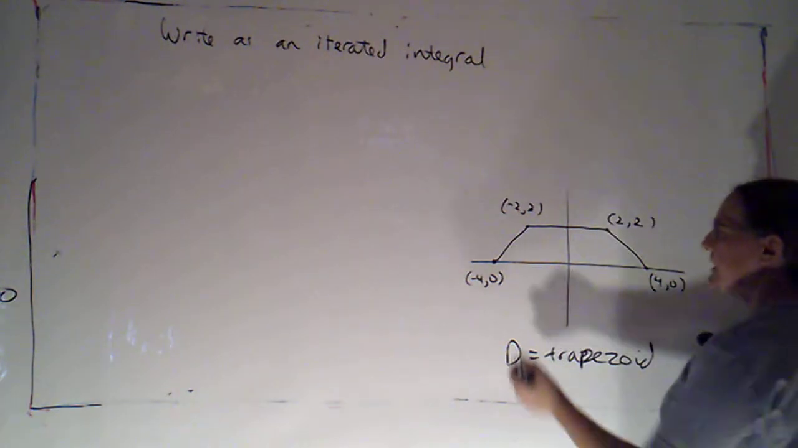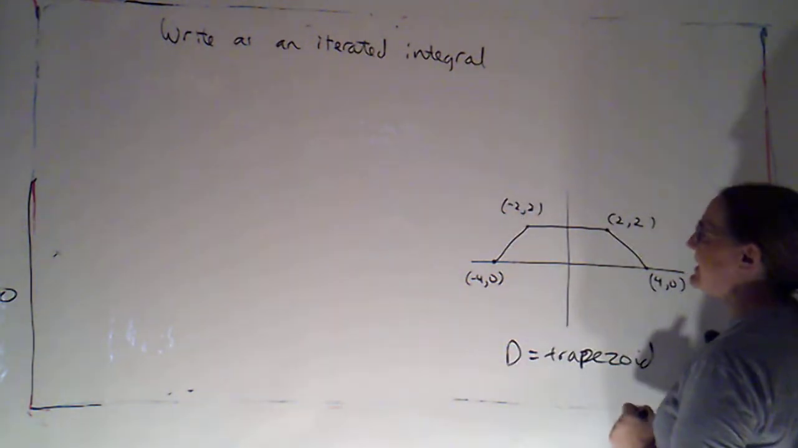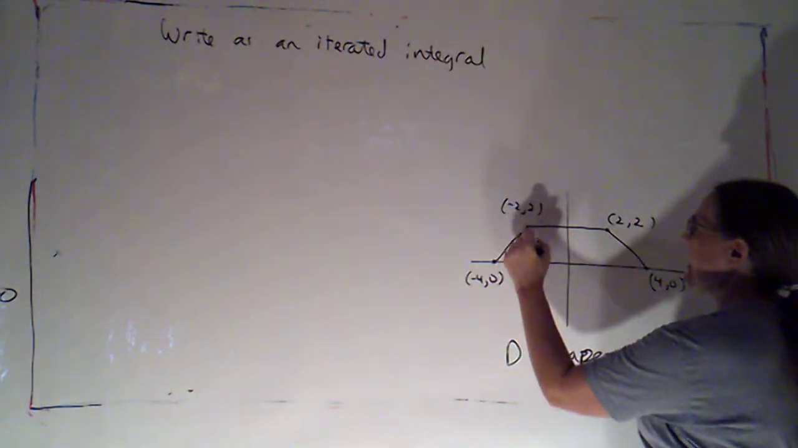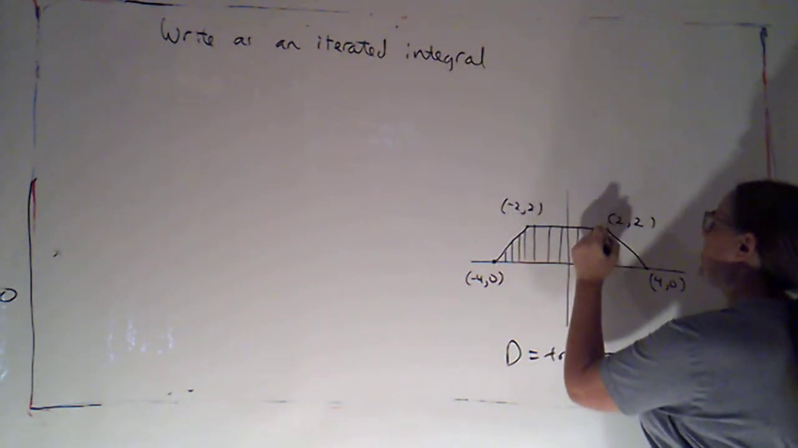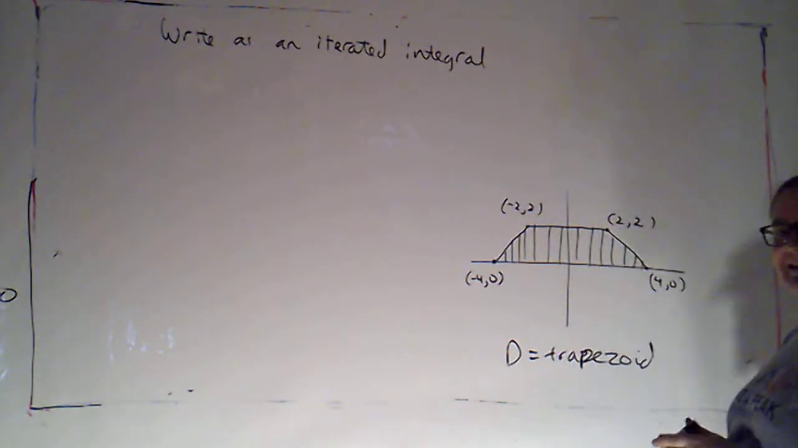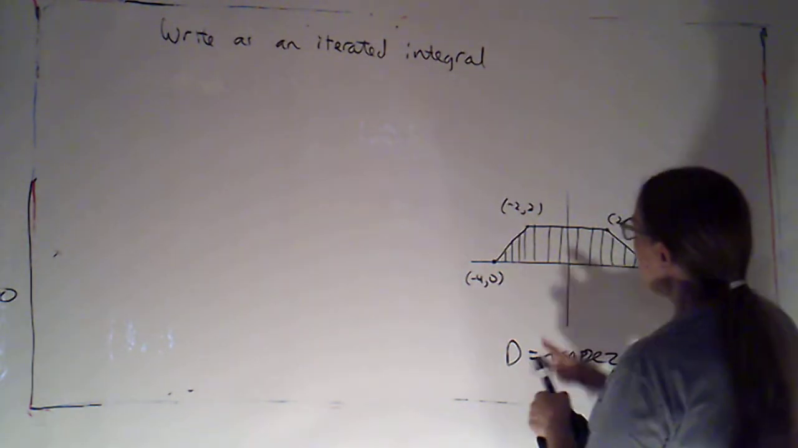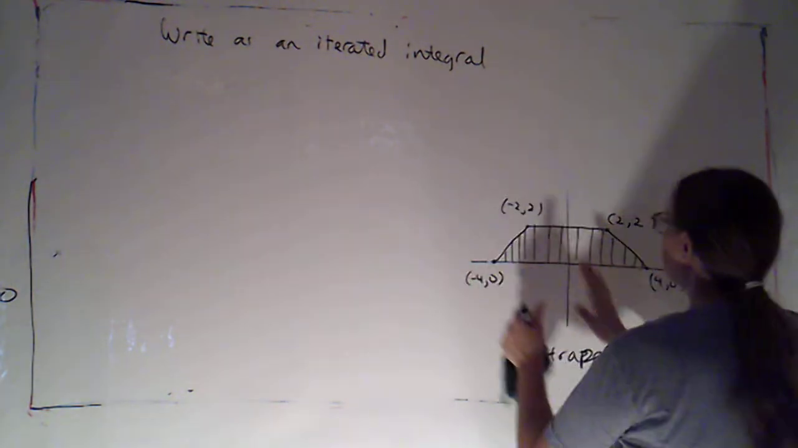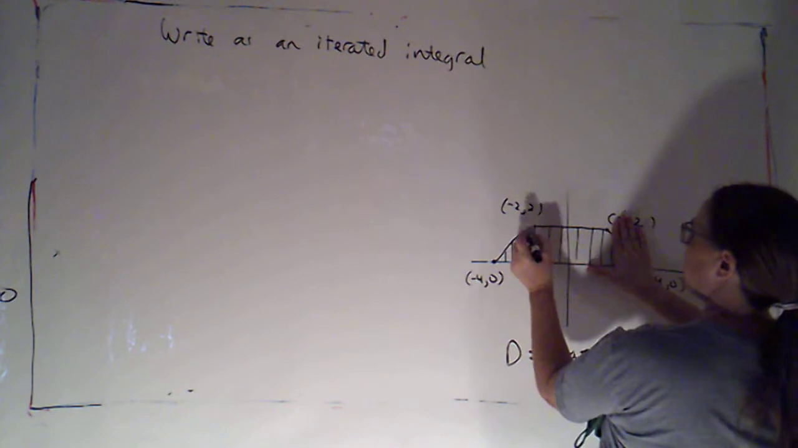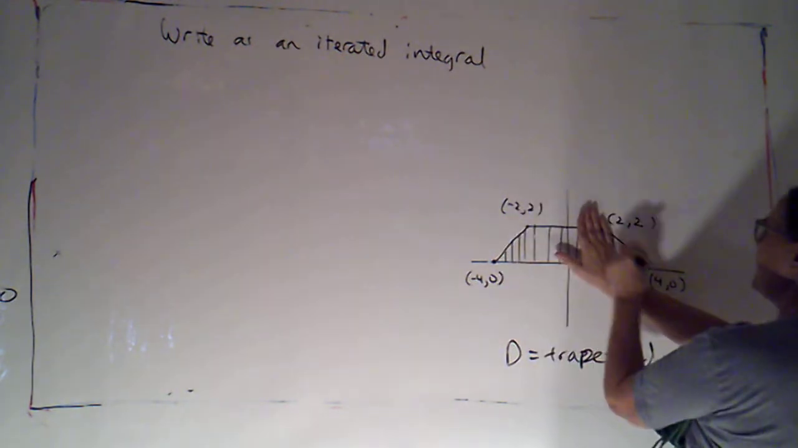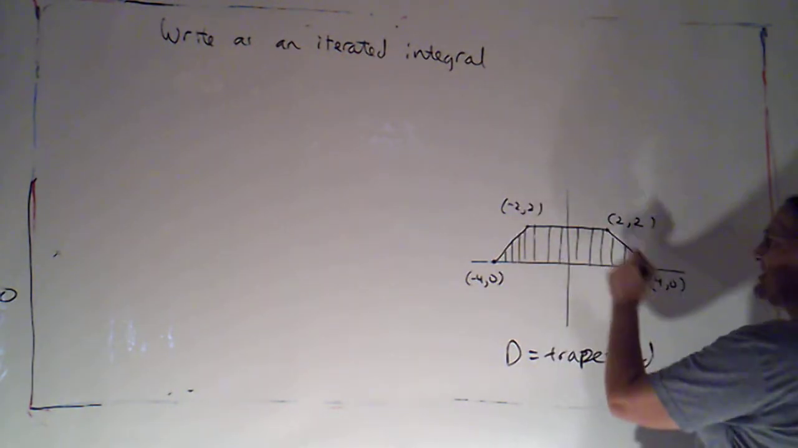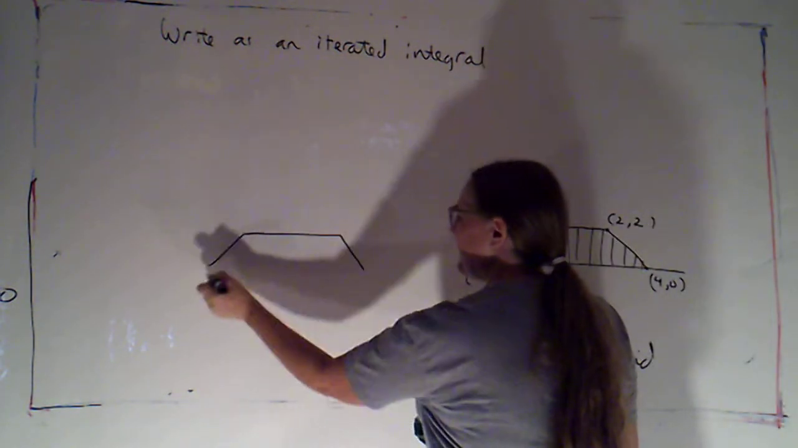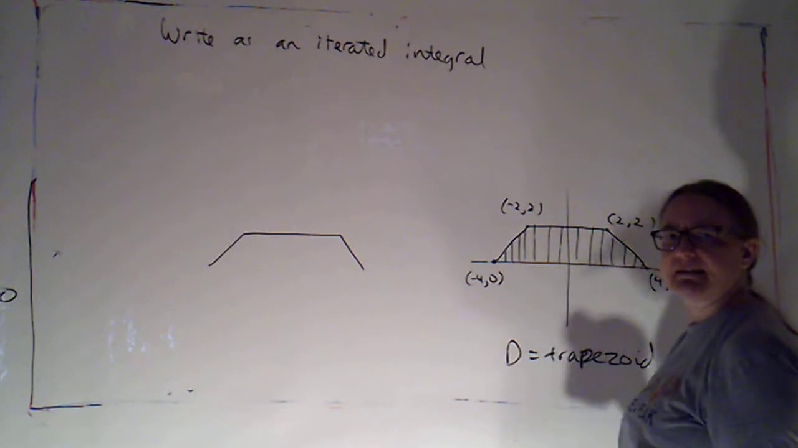Now here, if I were to try to do this as a type 1 region and slice things this way, I run into a slight problem. Because I can see that over here, the top is this diagonal line. But between -2 and 2, the top is that horizontal line, and then to the right of 2, the top function is that diagonal line. My top function looks like this, and that's really in 3 separate pieces.